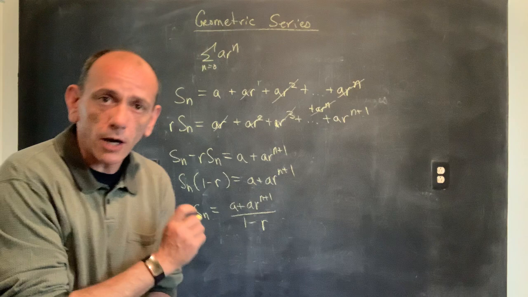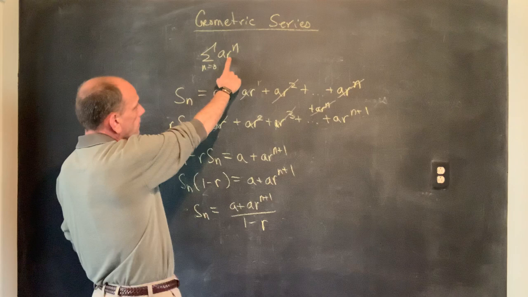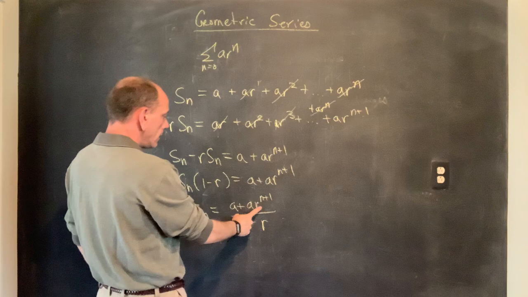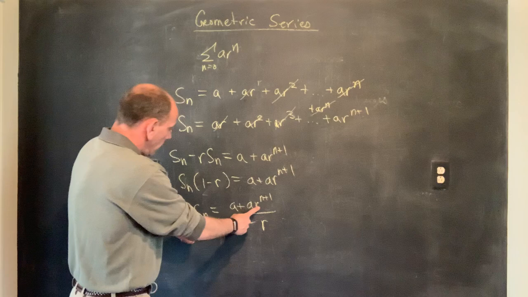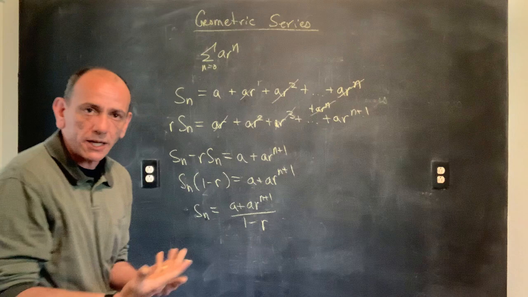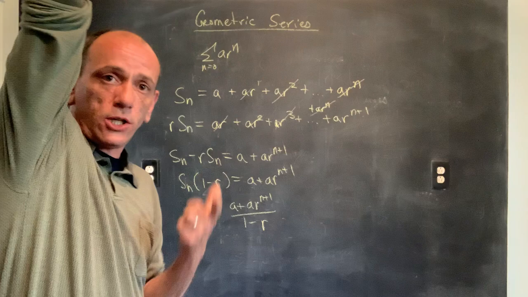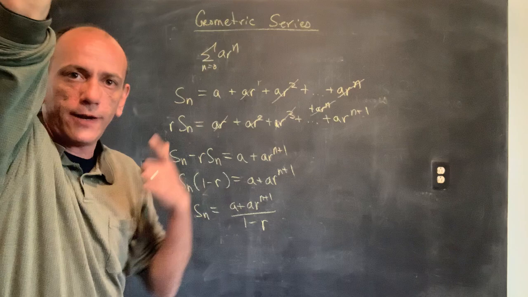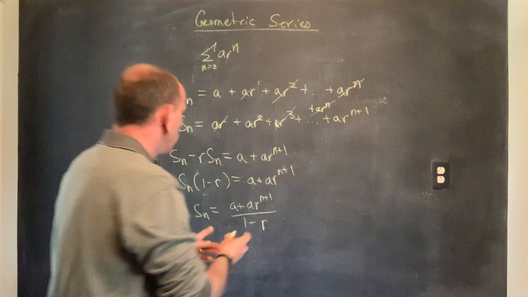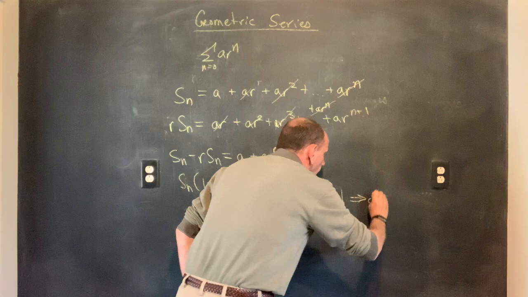Let's see. We already thought about the case where r is equal to 1. We know that's going to diverge. It'll just be an infinite number of a's. So let's figure out if r is greater than 1. Well, I'm taking the limit as n goes to infinity. So if r is some number that's bigger than 1, it's going to be raised to some massively huge power, right? This power is going to infinity. So it would be like 2 to the infinity power. Well, that's infinity. It's just going to blow up. So if r is greater than 1, it diverges. It's just going to blow up to infinity.